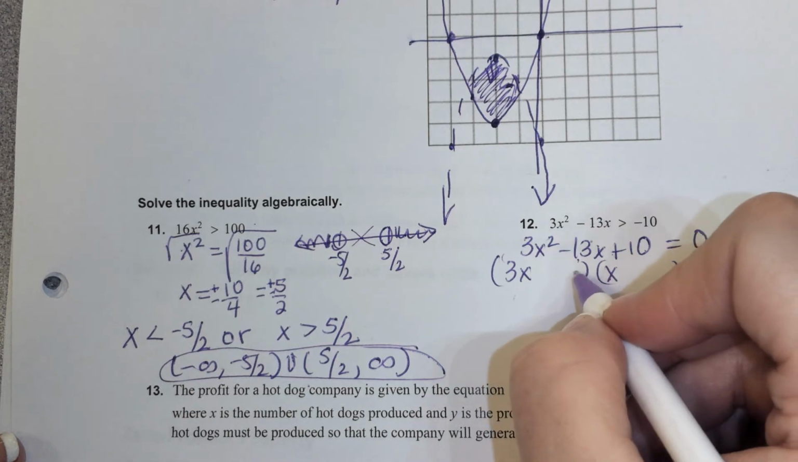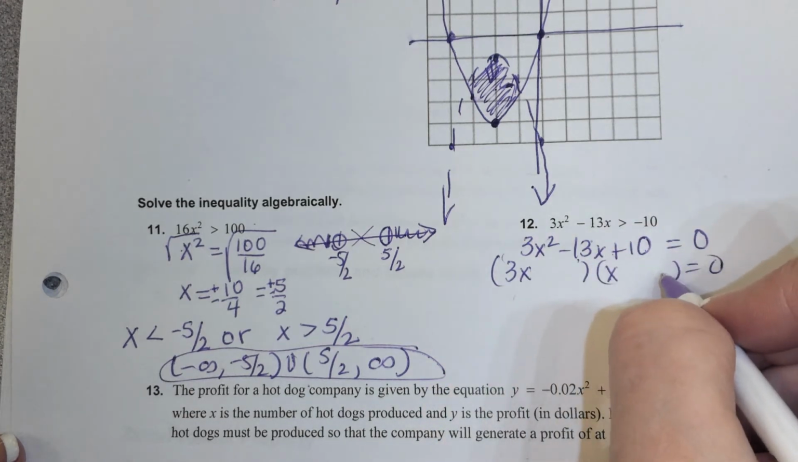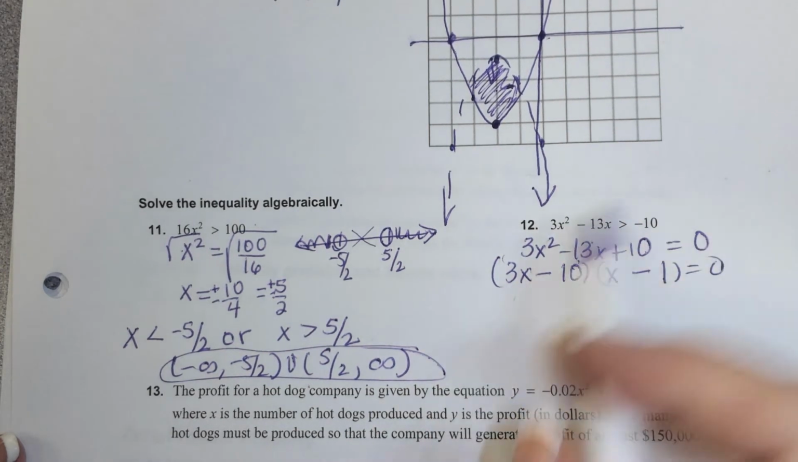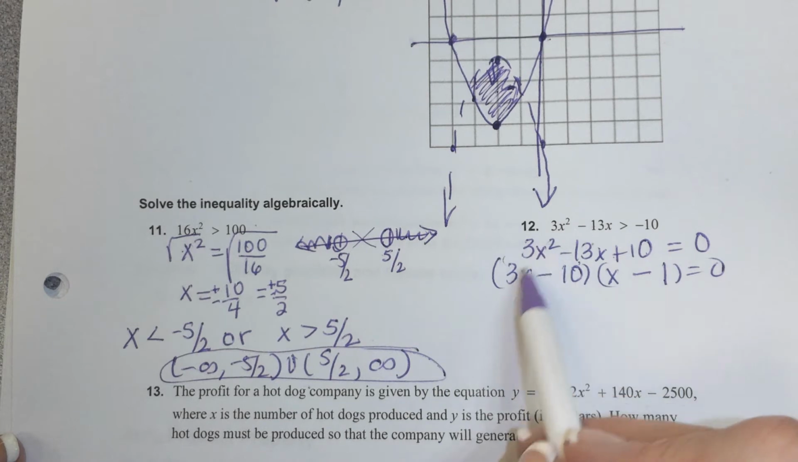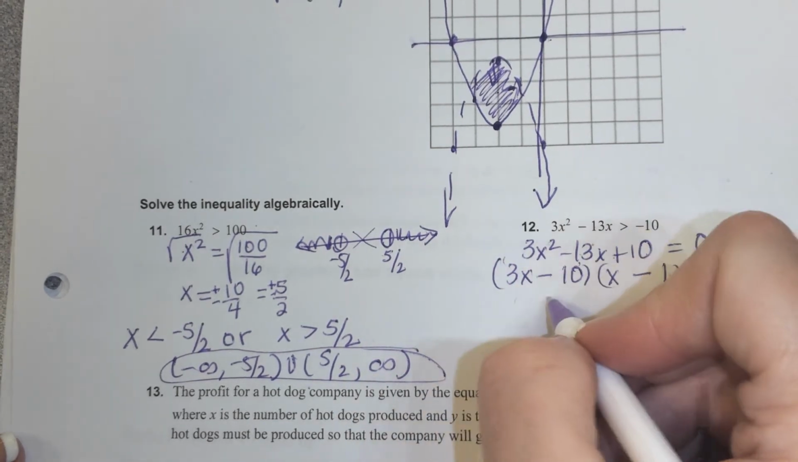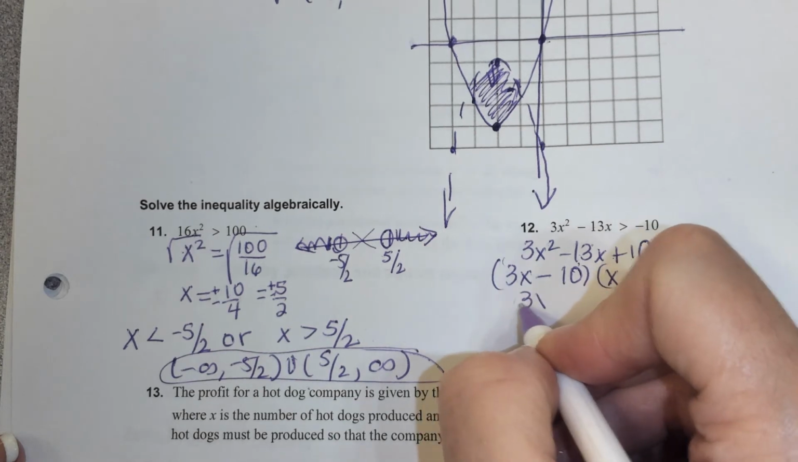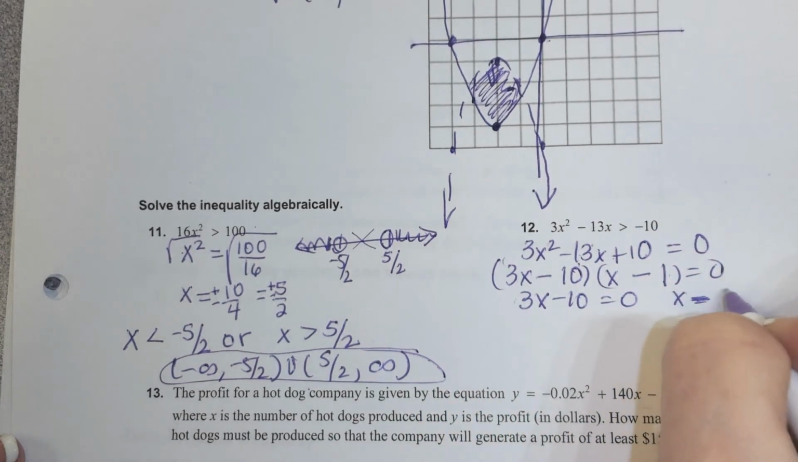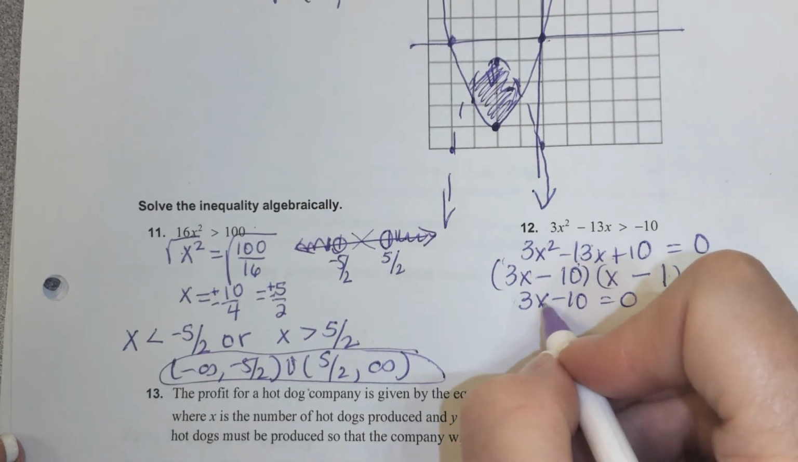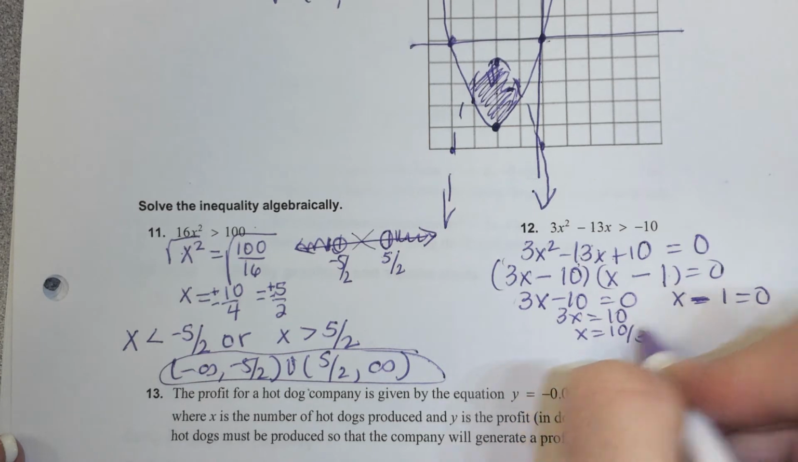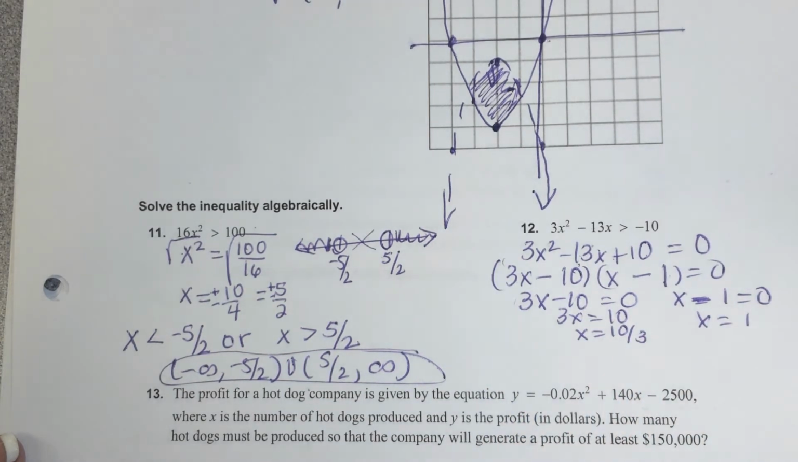So I know I want to get a 3 and 10. So I'm going to need this to be 1, this to be 10, this to be negative, this to be negative. Check it. 3x squared, negative 3x, minus 10x. That works. It all works. So here are my solutions then. I'm going to have 3x minus 10 is 0, or x minus 1 is 0. So here I'm going to get 3x is 10, x is 10 thirds. Here I'm going to get x equals 1.